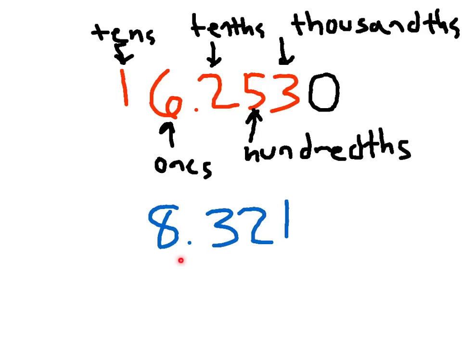So this decimal number right here is 8 and 321 thousandths, where the 3 is in the tenths place, the 2 is in the hundredths place, and the 1 is in the thousandths place, and of course the 8 is in the ones place.